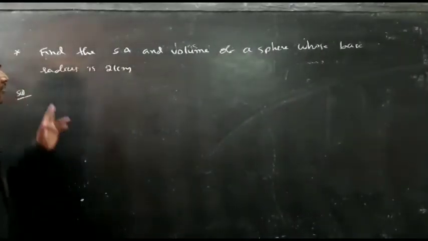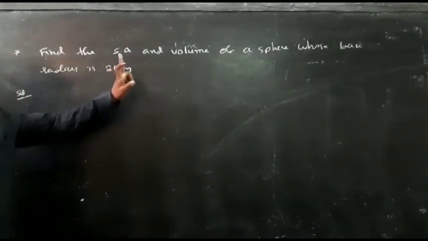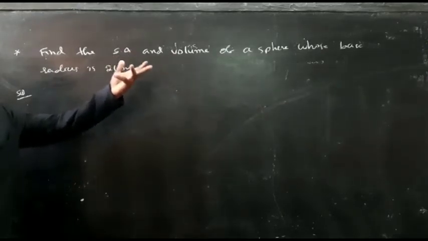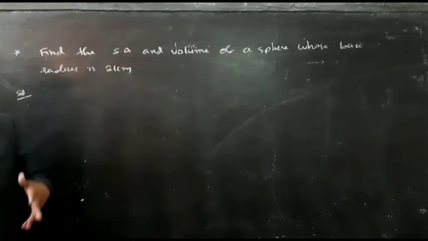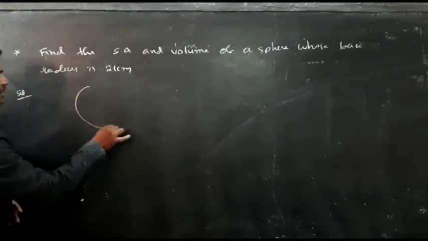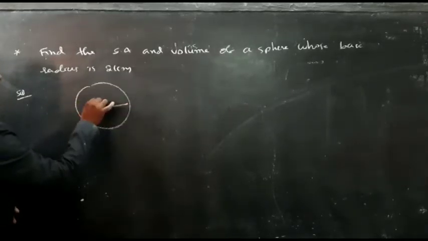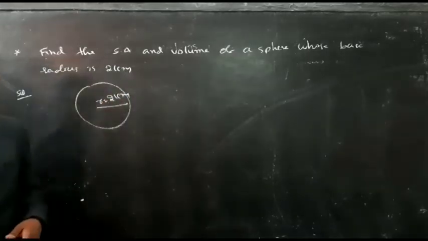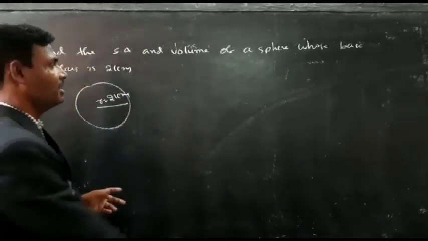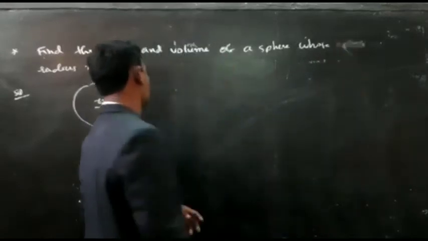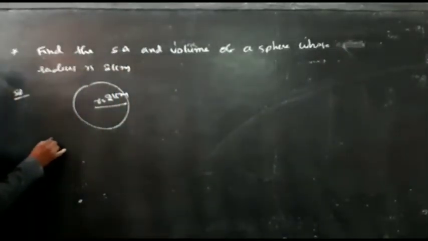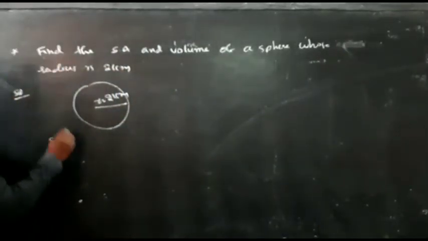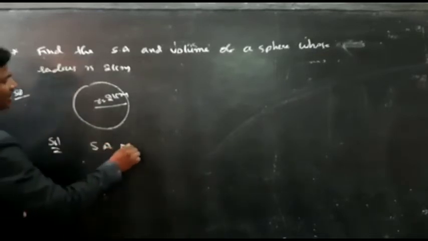Here next question. Find the surface area and volume of a sphere whose radius is 21 centimeters. Here one sphere. What is the radius of that sphere? 21 centimeters. The radius of the sphere is 21 centimeters. Solution. First, what do I need here? I need the surface area of the sphere.